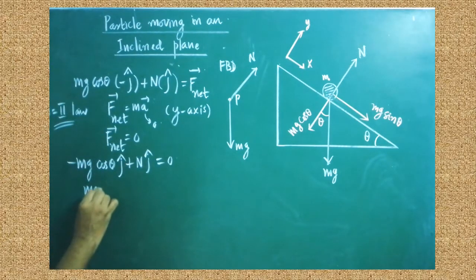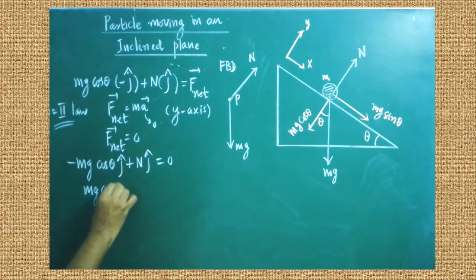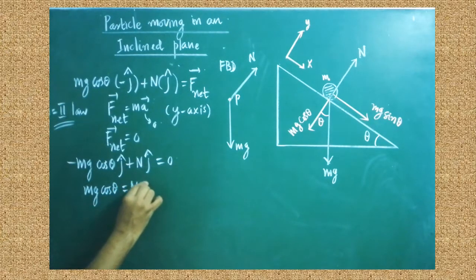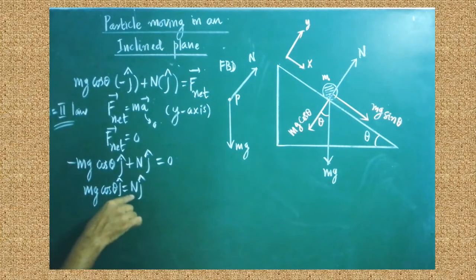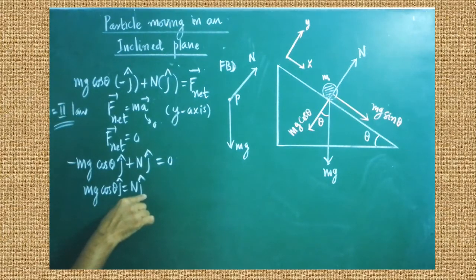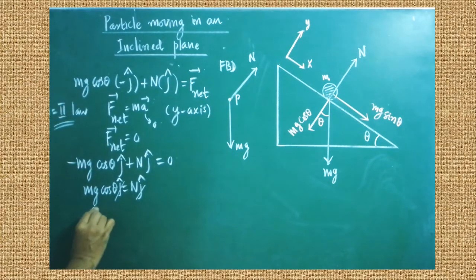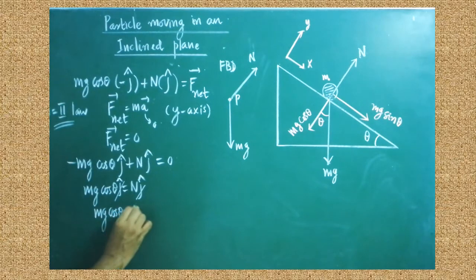How? mg cos theta is equal to N j. Are you clear? N j can be written. Now this is the component of the j unit vector on this side, and this is the component of j cap on the other side. Therefore we take the component alone, both the j caps can be cancelled. So finally, what is the conclusion? mg cos theta is equal to N.